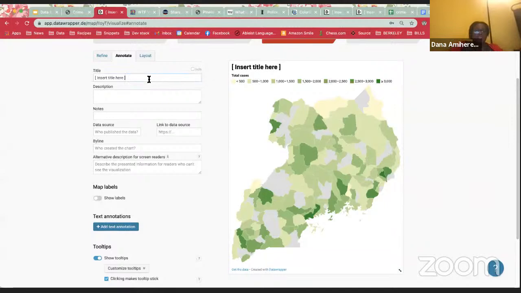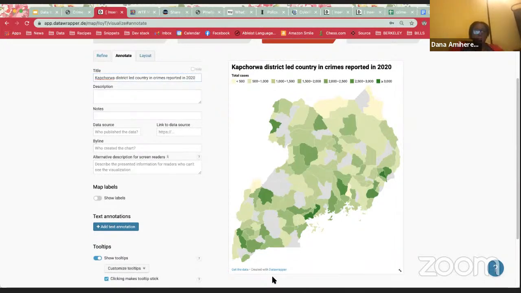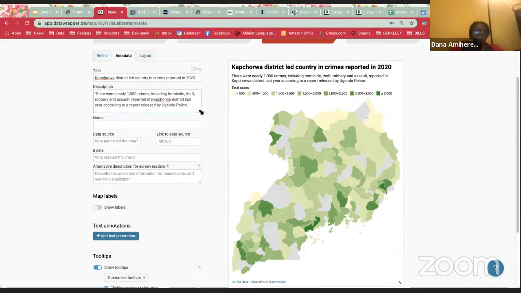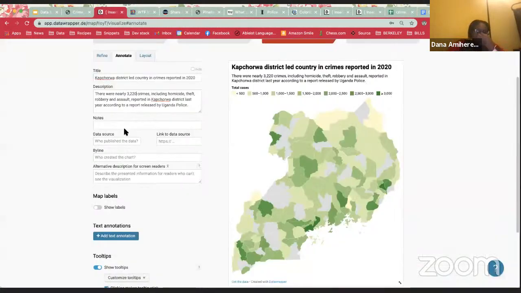And I actually did a little bit of this beforehand. I wrote a title beforehand for this. So I said, Kapchorwa district led the country in crimes reported in 2020. And then as a description, I said, there were, it's not 1,000 crimes. There were nearly 3,200 crimes. 3,220 crimes, including, and then I listed some of the things from our data set here: homicide, theft, robbery, assaults reported in that district last year, according to a report released by Uganda police. So it puts into context what you're looking at and why.